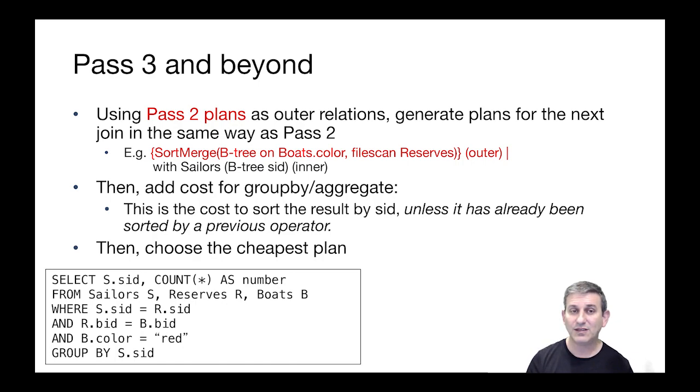And in general, that's the cost to sort the result, unless we have an interesting order that's already previously sorted. Finally, we'll choose the cheapest plan overall amongst all the join orders with the possibilities of sorting or not having to sort for the group by aggregate.